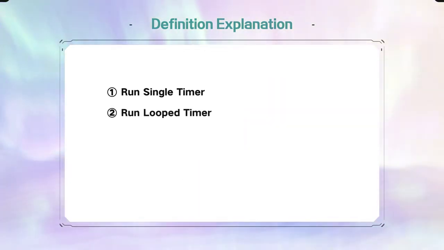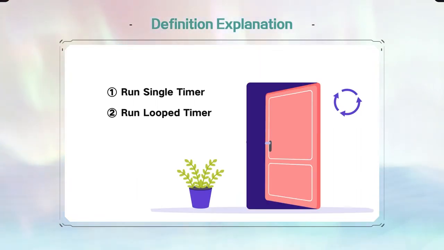The second one is run loop timer. The timer runs in a loop, and the action is executed after the end of each loop. For example, every 1 second, John's door will open.